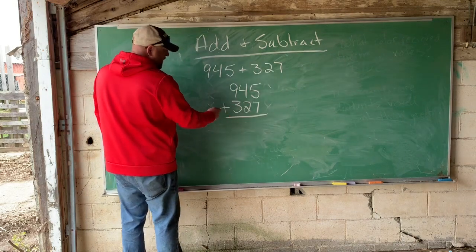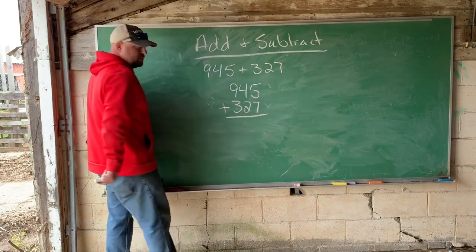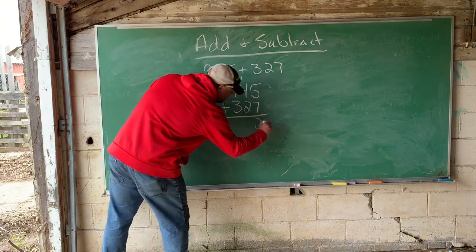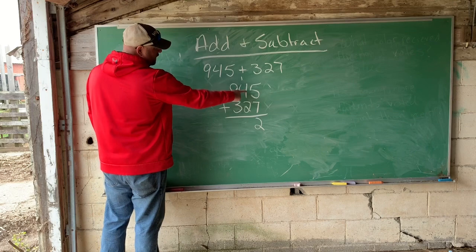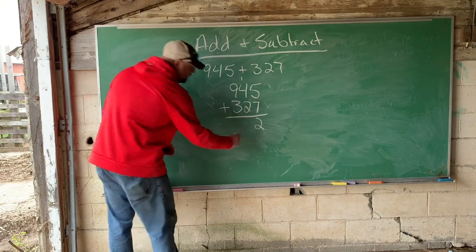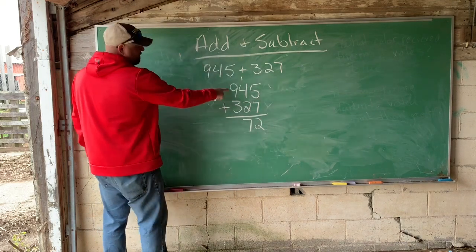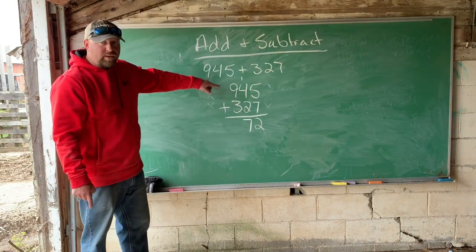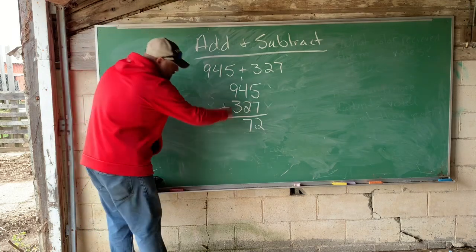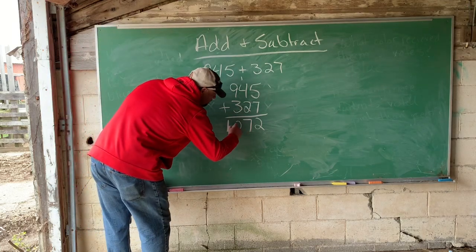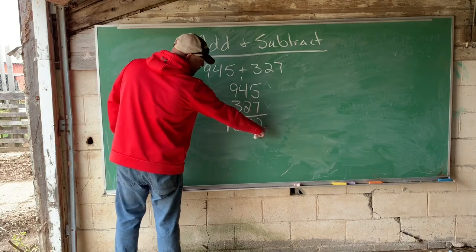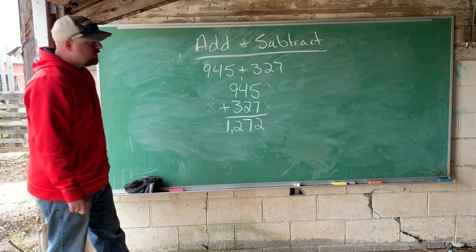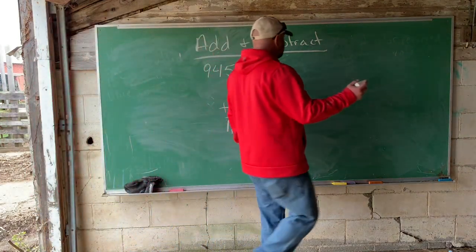Now when I stack and add, I have 5 plus 7 is 12. Remember, I'm going to carry the 1, drop the 2. Now I have 1 plus 4 is 5. 5 plus 2 is 7. And then I have 9 plus 3 is 12. Now I can't carry another 1. I don't have another place value over here, so I'm just going to write 12 underneath right here. Then I need to come back 3 and put in my comma. The answer is 1,272.